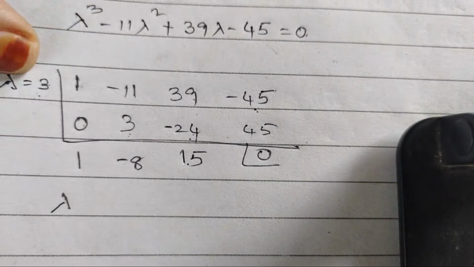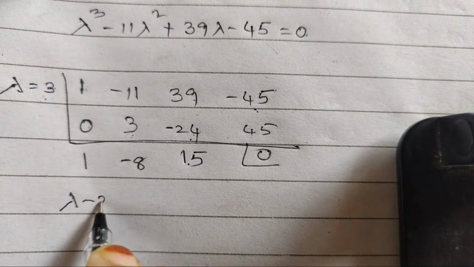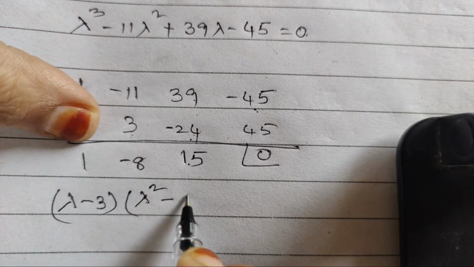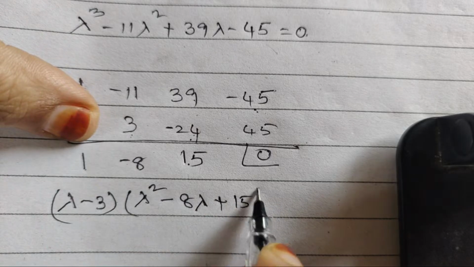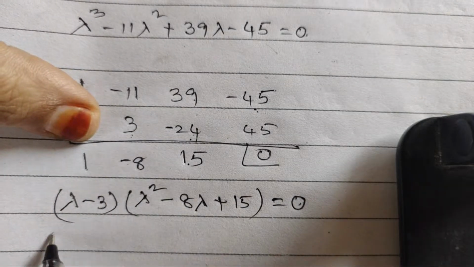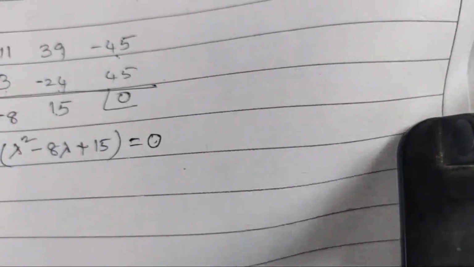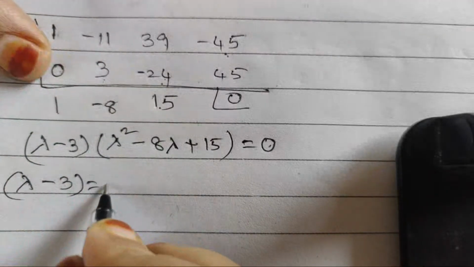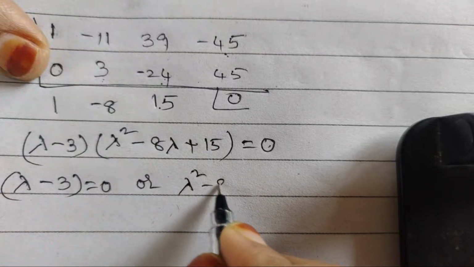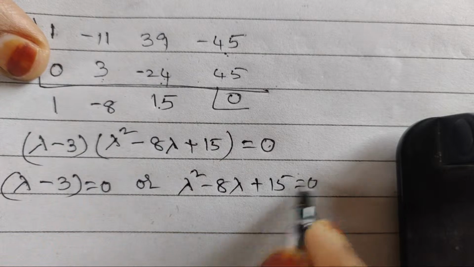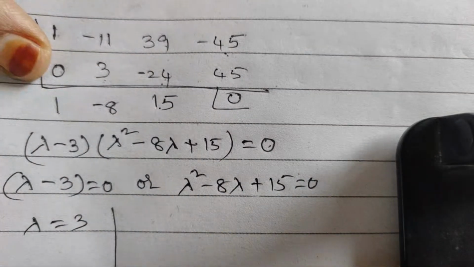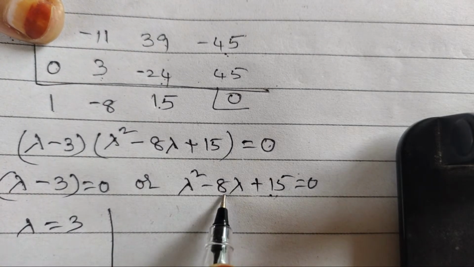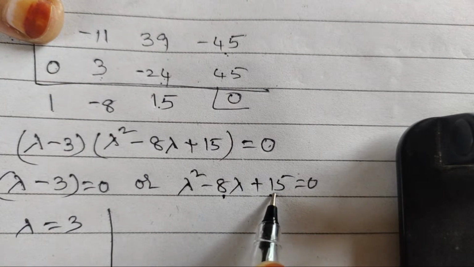When we take this 3 to this side, it's going to be lambda minus 3. Next this will be the square part: lambda square minus 8 lambda plus 15 is equal to 0. So lambda minus 3 is equal to 0, or lambda square minus 8 lambda plus 15 is equal to 0. Lambda is equal to 3, this is one root, it's completed. Now by using common factors we can make out this 8, you have to split in such a way that the constant also should come.